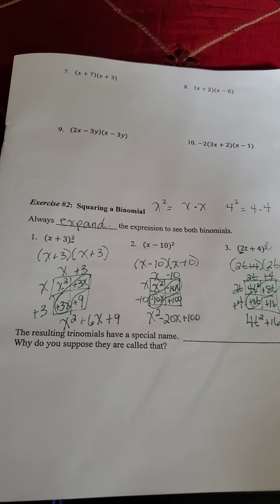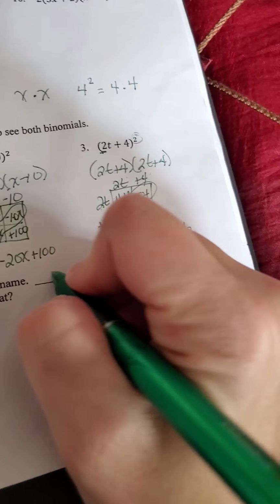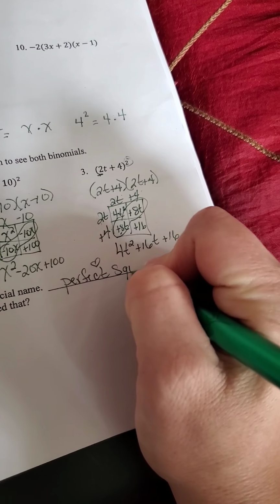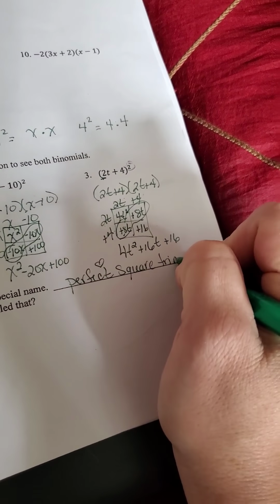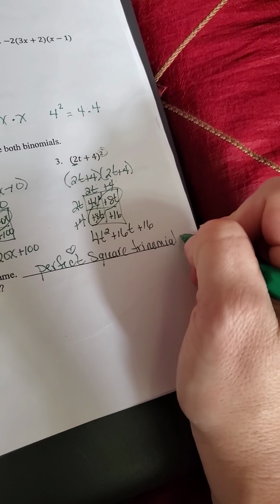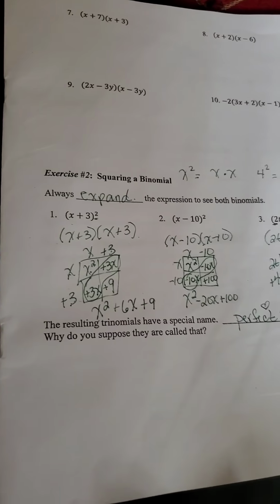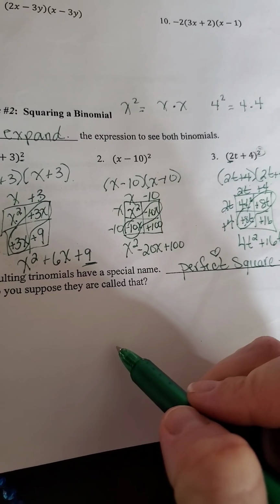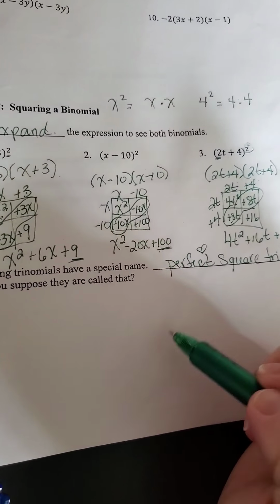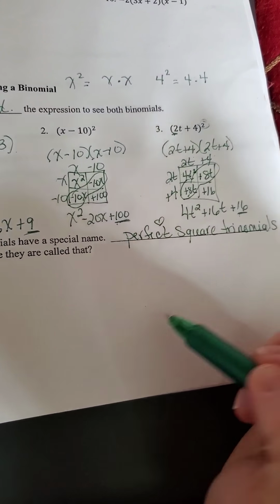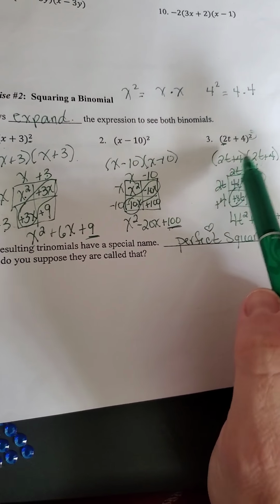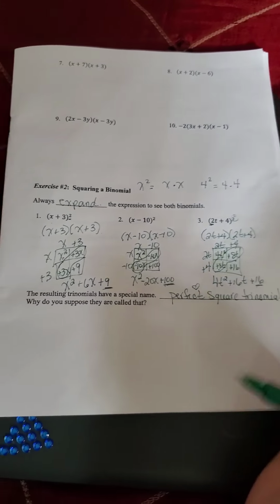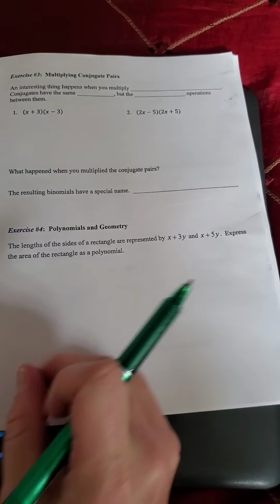Okay, so the resulting trinomials have a special name. They're called perfect square trinomials. And why do we think they are called perfect square trinomials? Well, let's take a look here. 9 is a perfect square, and 100 is a perfect square, and 16 is a perfect square. And it happened because we squared the binomials to get the trinomials. So that would be why.